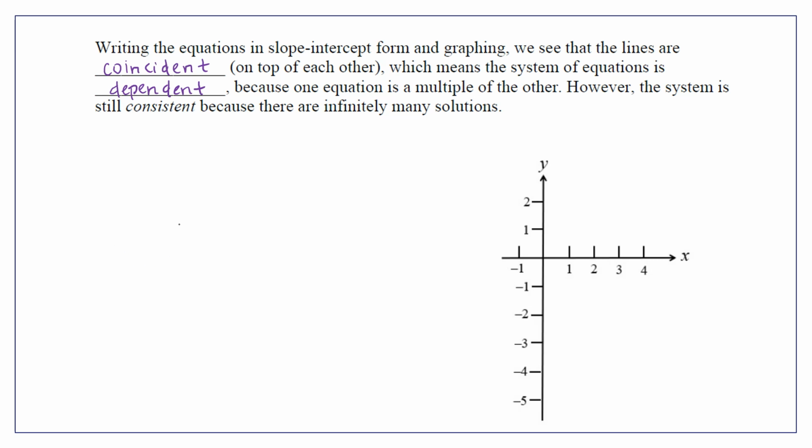So we know that both equations can be rewritten in slope-intercept form as y equals 2x minus 4. So our y-intercept is negative 4. Our slope is 2, so we'll go up 2 over 1, up 2 over 1, up 2 over 1, and then connect our dots. And this would be the line for equation 1 and equation 2.